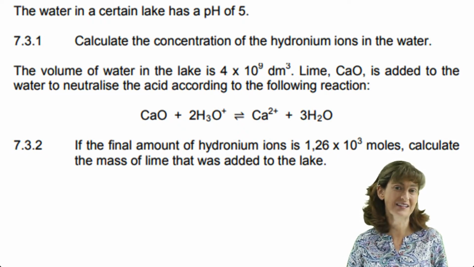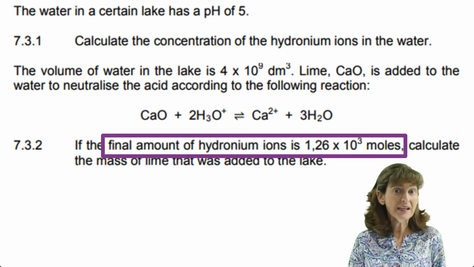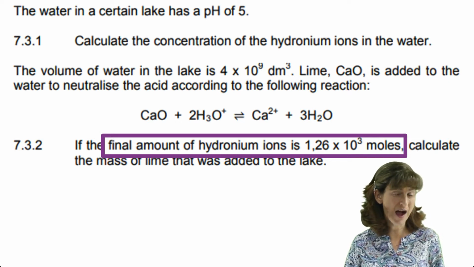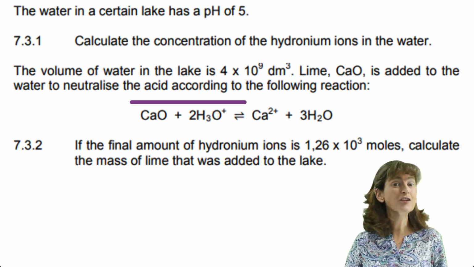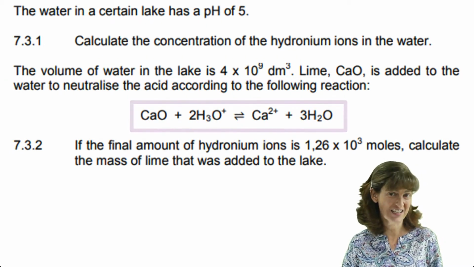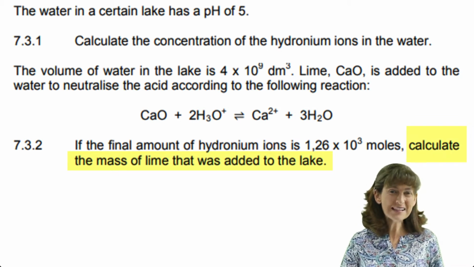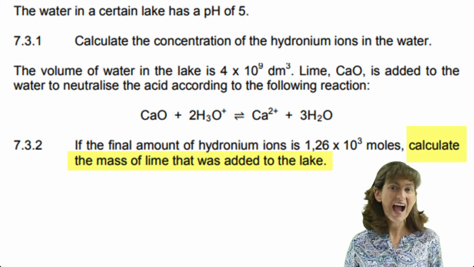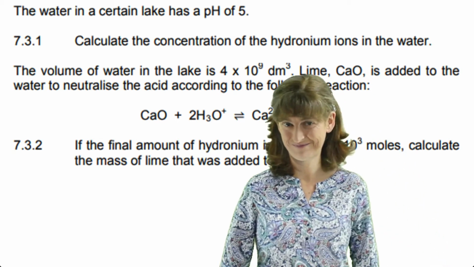How do we know that? Because sometime after this, we somehow determine that there's still this quantity of hydronium ions in the lake. In other words, it's still acidic. We're told the volume of the lake and we're given the neutralization reaction. And then we're asked to work out what mass of calcium oxide must have been put in the lake. How are we going to find that out from the information that we're given?